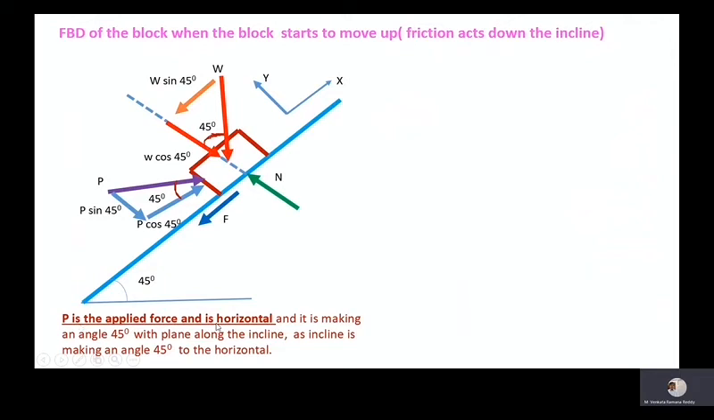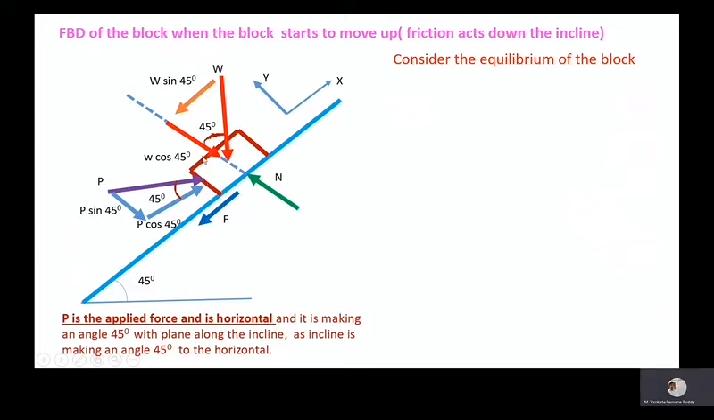Here P is the applied force and is horizontal, and it is making an angle of 45 degrees with the plane along the incline, as the incline is making an angle of 45 degrees to the horizontal. That is, this incline is making an angle of 45 degrees to the horizontal. Now this horizontal force P is making an angle of 45 degrees to the incline.